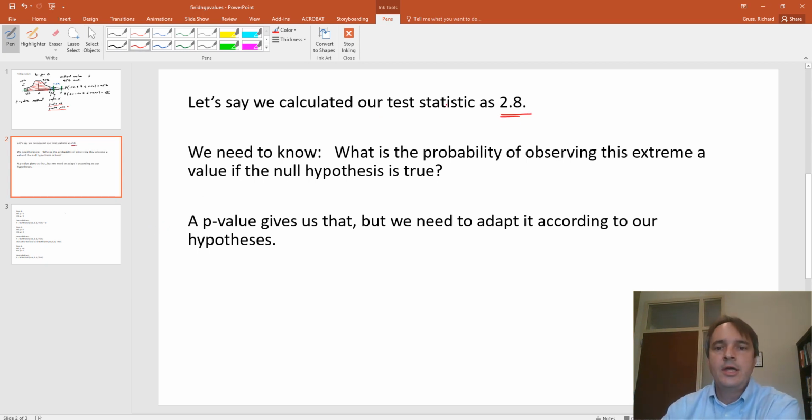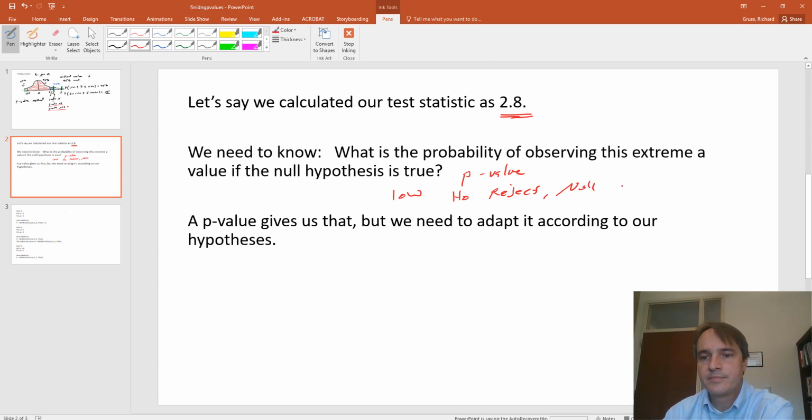Okay, so in order for us to do anything with this 2.8, we need to know what's the probability of observing this extreme of a value if the null hypothesis is true. And this probability is actually the p-value. So you can see that if this is low, then that is a lot of evidence that the null is to be rejected, that we can reject the null, that the null is false.